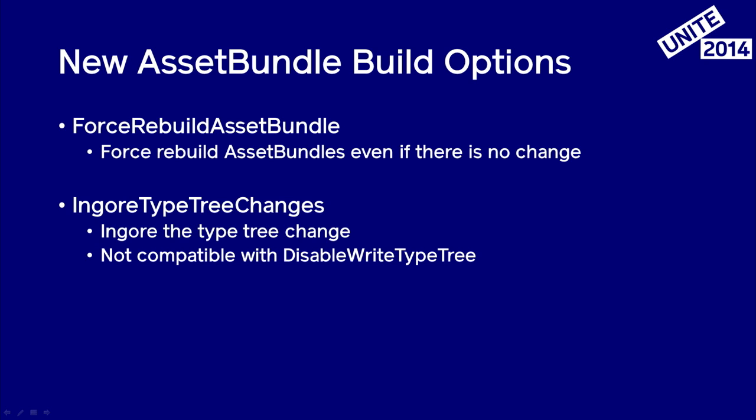And IgnoreTypeTreeChanges. This one will not check the type tree change in Unity. Actually, it's not compatible with the disabled type tree. The reason is if you ignore type tree changes, which means you might use the old type tree to read the new data. So in that case, you must have type tree. Otherwise, you might read the wrong data or crash, as the reading code and data layout don't match.